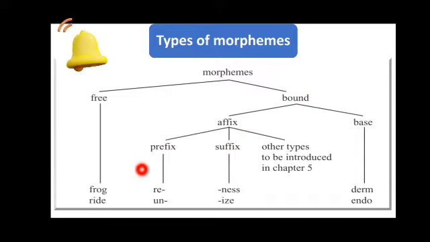So examples of prefix will be re and un, right? Like we say reunion, okay? Or we can say regain, or uncomfortable or unkind. Similarly, we have suffix like ness. We say goodness or badness. Or we have nationalize, right? And then a bound morpheme can also be a base, right? We have a bound base, which cannot stand alone as a word. Like for example, derm and endo, right?